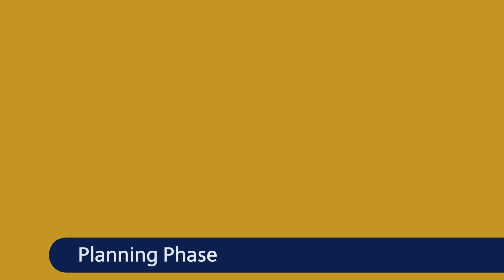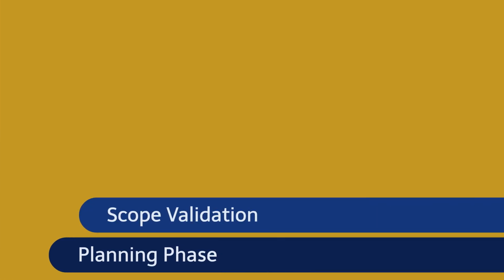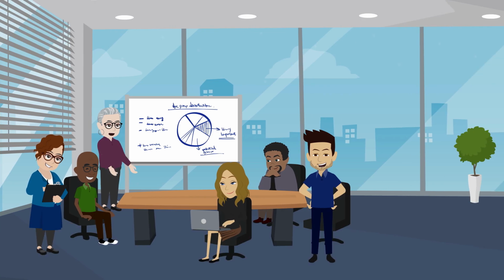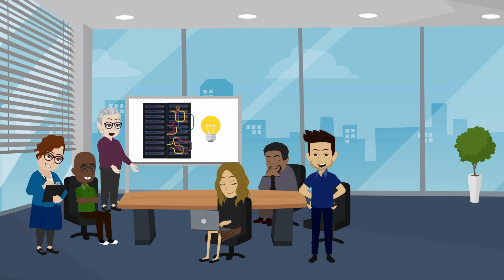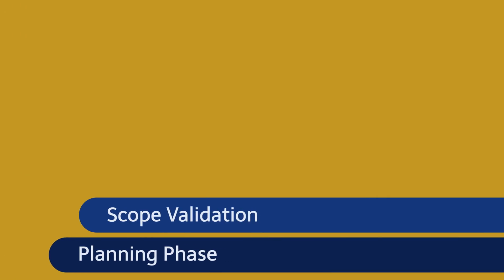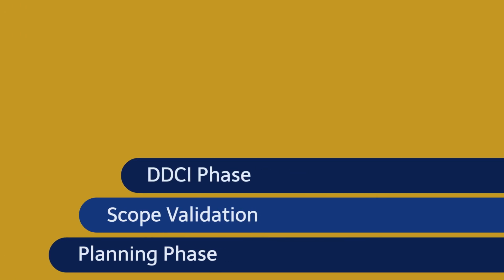Within the planning phase, the project undergoes scope validation. During scope validation, the team reviews baseline Advantage functionality, compares it to California's business needs, and confirms a mutual understanding of the solution requirements and determines the initial level of effort. The project then moves into the DDCI phase.